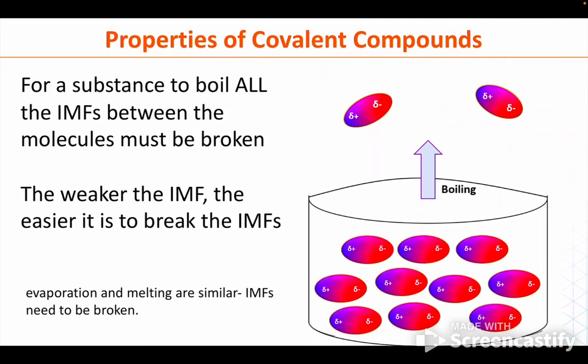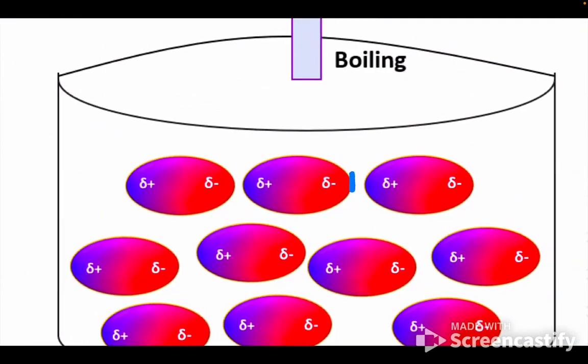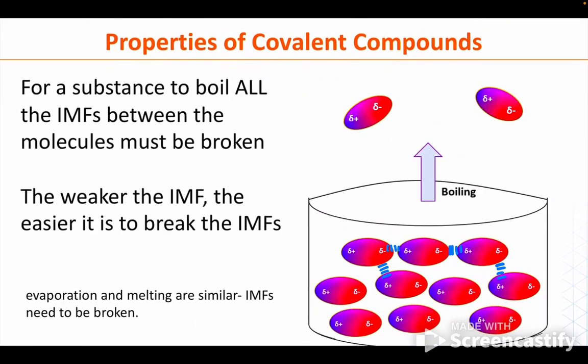So in order to boil something, you have to break, in this diagram, this polar molecule with these IMFs. And in order to boil, you have to break those. So the easier they are to break, the lower the boiling point. The harder they are to break, the higher the boiling point. And that's similar to melting.